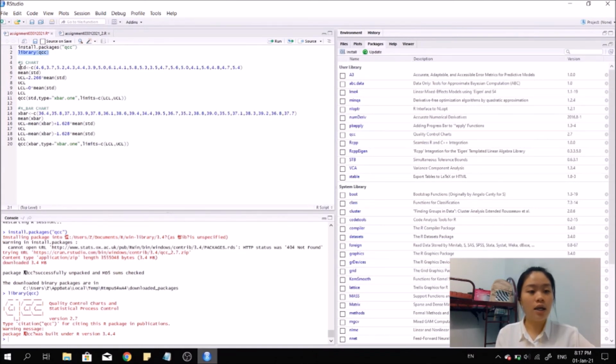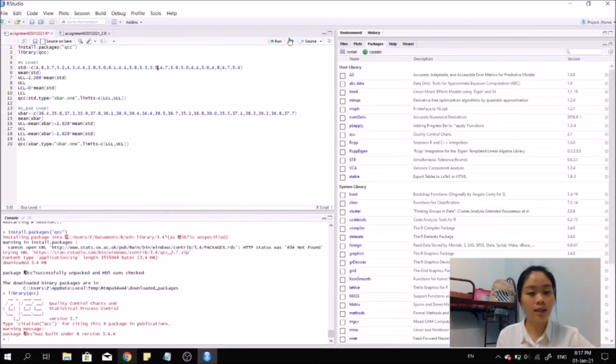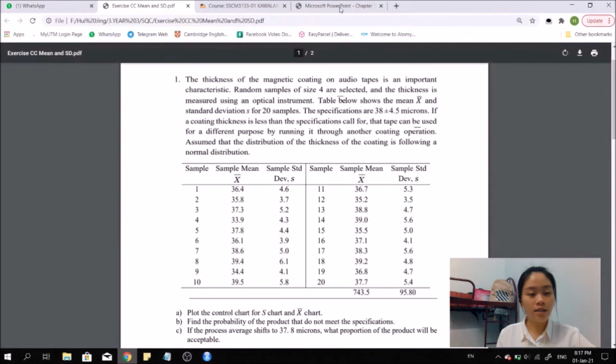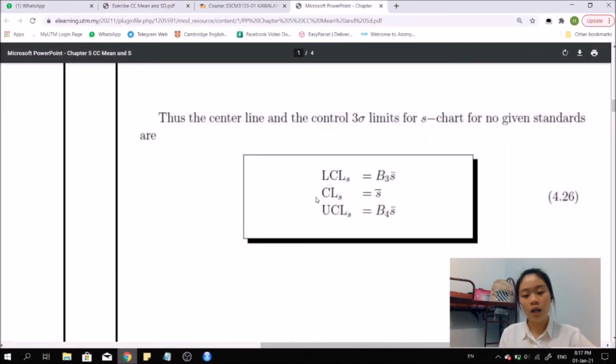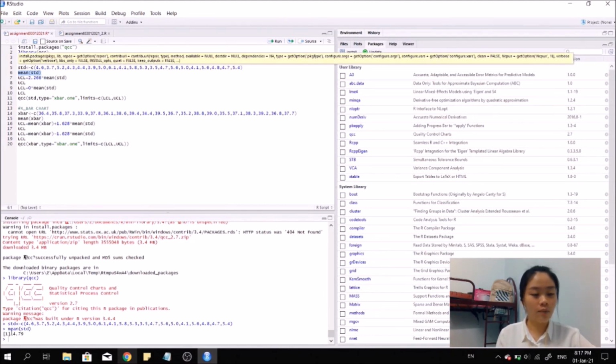First, the standard deviation data is over here. The standard deviation data is from 4.6 until 5.4. We key in all the data here and then we run. After that, to find the S chart, we need to know the control limits, the upper control limit and the lower control limit. So this is the formula over here. We need to find the bar S. Bar S is the mean of the standard deviation. So we need to find the mean of the standard deviation here first. Okay, run. The mean of the standard deviation is 4.79.